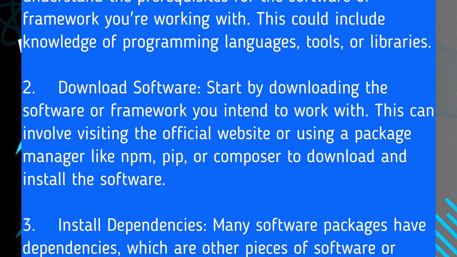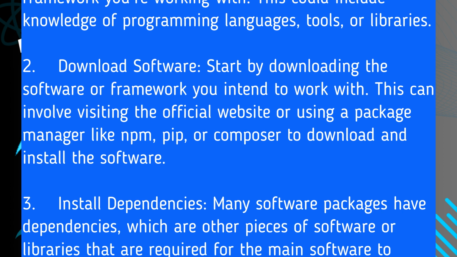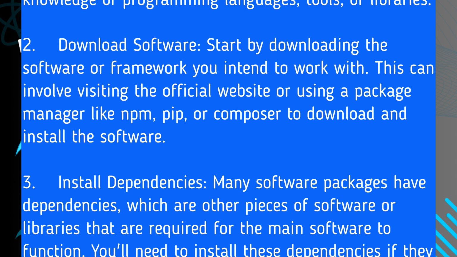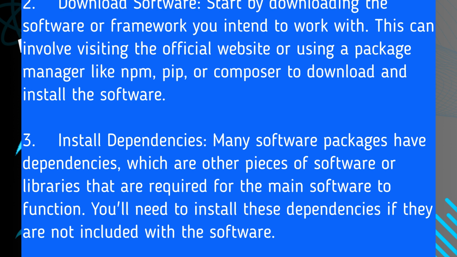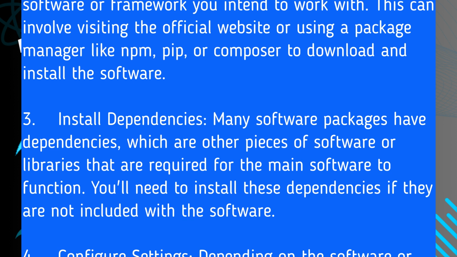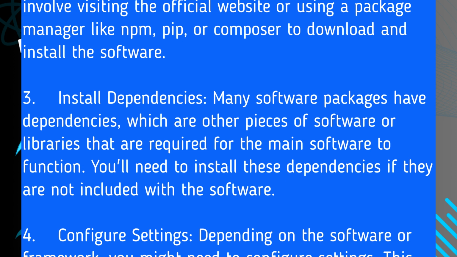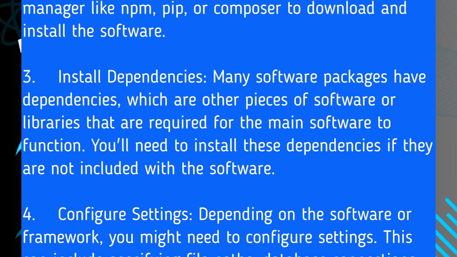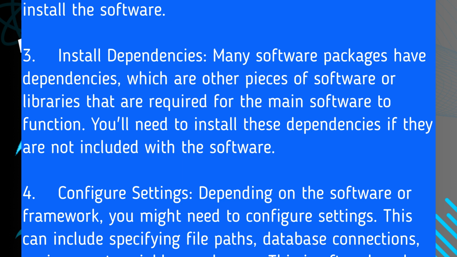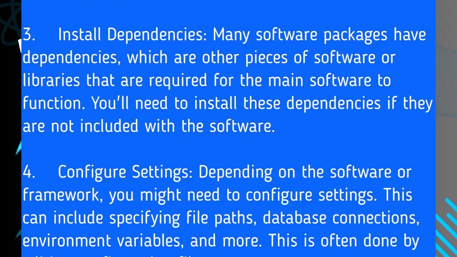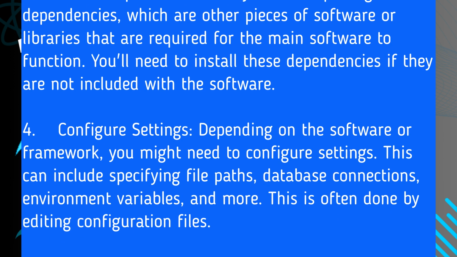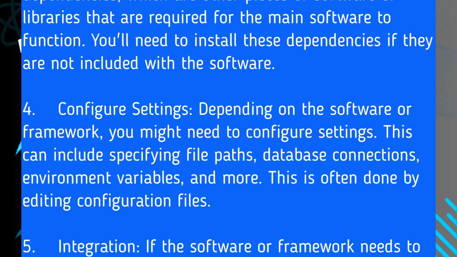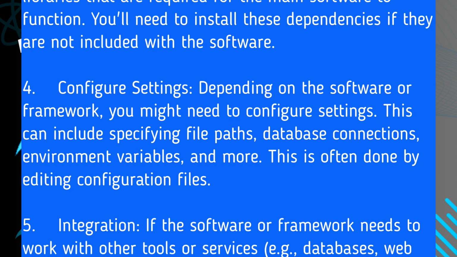3. Install dependencies. Many software packages have dependencies, which are other pieces of software or libraries that are required for the main software to function. You'll need to install these dependencies if they are not included with the software. 4. Configure settings. Depending on the software or framework, you might need to configure settings. This can include specifying file paths, database connections, environment variables, and more. This is often done by editing configuration files.